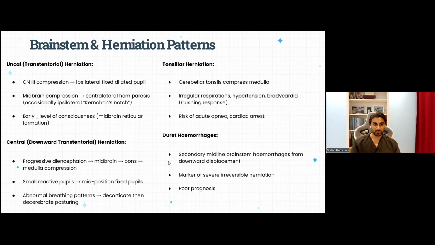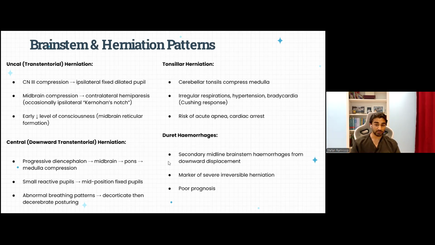So I also wanted to touch on brainstem herniation patterns. One, uncal herniation or lateral transtentorial herniation, results from displacement of the medial temporal lobe beneath the tentorium. The earliest sign is typically compression of cranial nerve 3, causing an ipsilateral fixed dilated pupil due to parasympathetic fiber involvement. As the uncal process progresses, the midbrain is compressed, and that can produce a contralateral hemiparesis. In some cases, when the cerebral peduncle on the opposite side is compressed against the tentorium, patients can develop ipsilateral weakness, which is known as Kernohan's notch phenomenon. Early consciousness changes reflect pressure on the midbrain reticular activating system too.